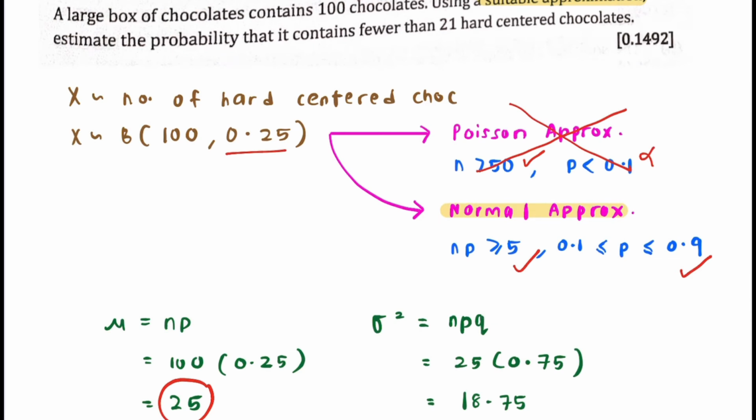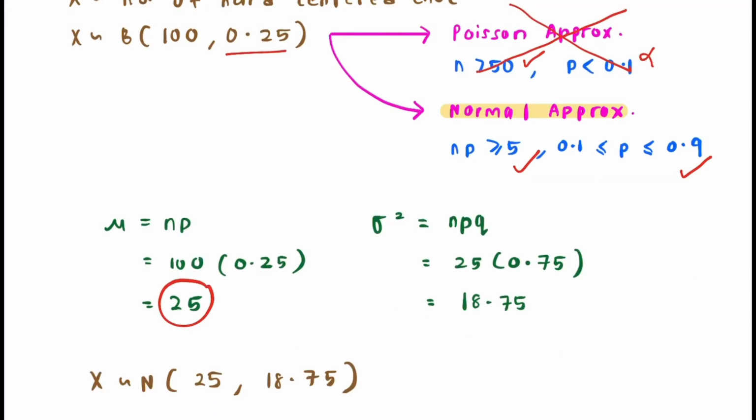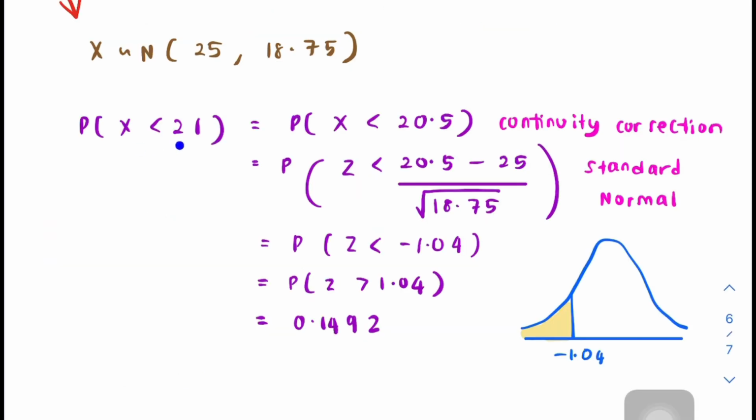So how to use normal? Make sure you have the parameters for normal, which are mu and also variance. The variance is npq. If you substitute into this formula, you have 18.75. So in this question, you are using the normal approximation from the binomial with a mean of 25 and a variance of 18.75. Okay, the question asks X less than 21.